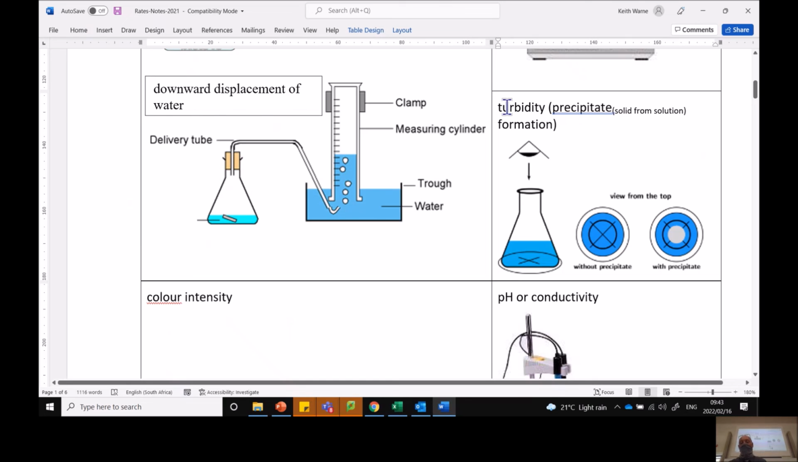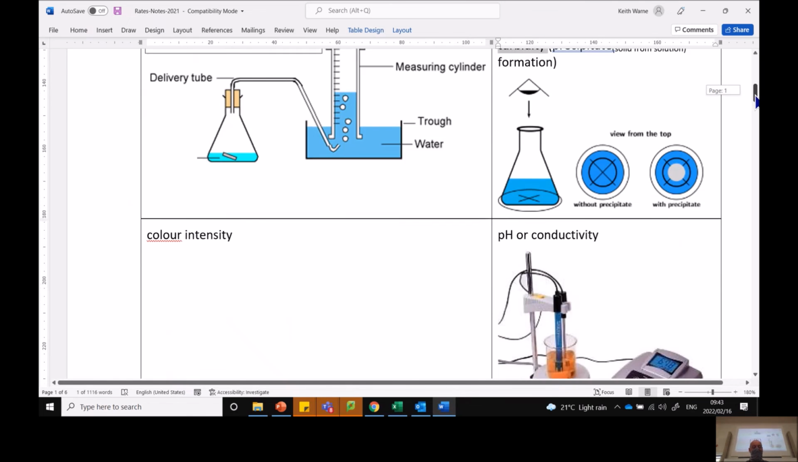But it's just words. If you haven't seen this word before, you might not know what it's talking about. Turbidity or precipitate. A solid is made from the solution. So those words are important.